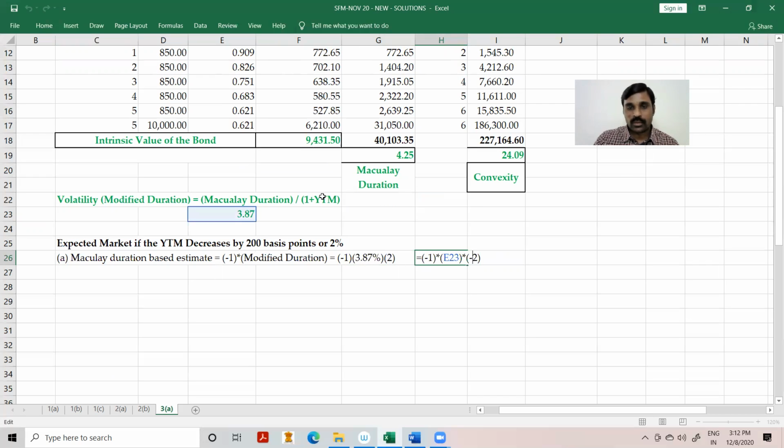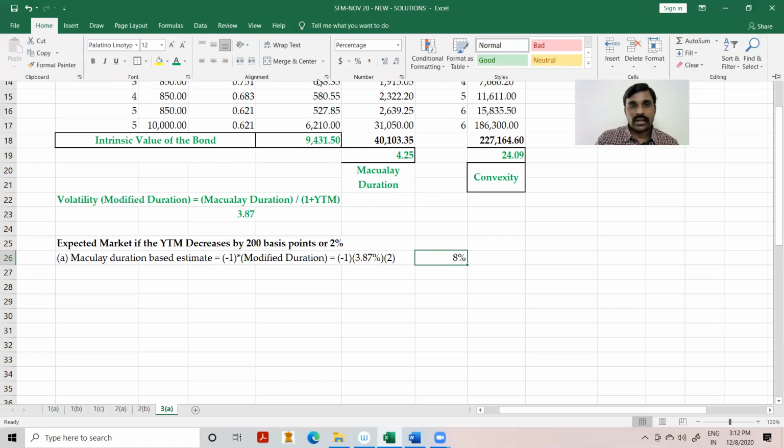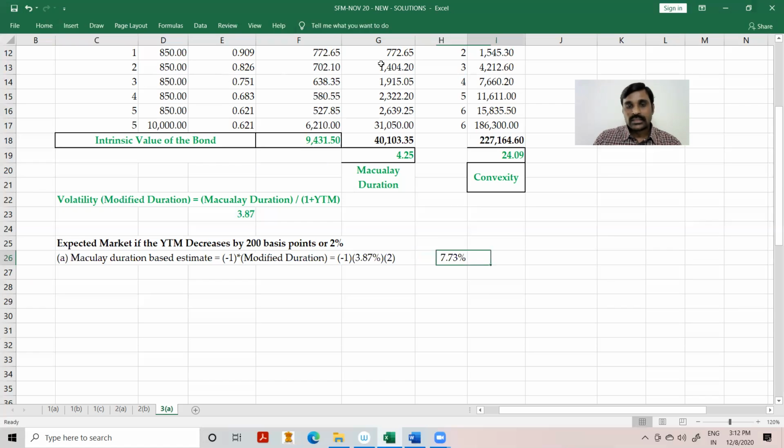Or I'll take this 0.02, then in the middle I'll get the percentage. 7.73 percentage increase in the price of the bond.